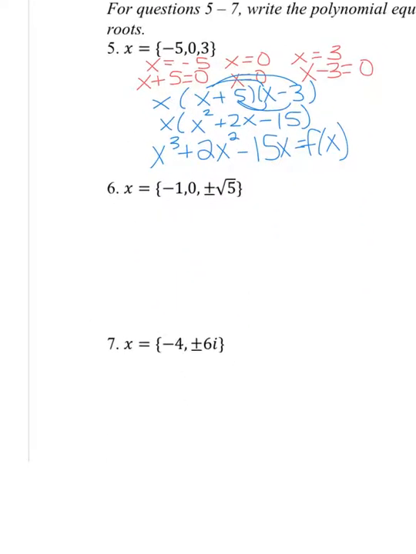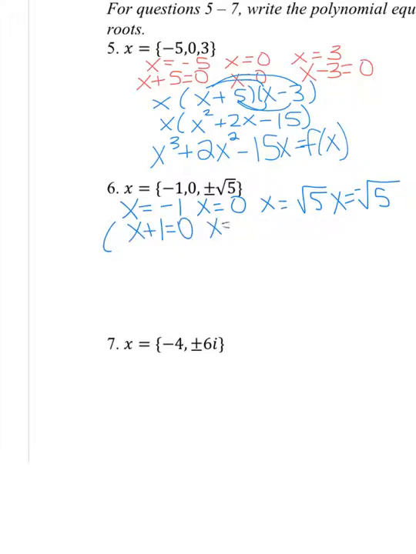Same deal for number 6. So this is x equals negative 1, x equals 0, x equals the square root of 5, x equals negative square root of 5. So here I have to set them all equal to 0. So this is x plus 1 equals 0. x equals 0 is done. x minus the square root of 5 equals 0. And x plus the square root of 5 equals 0.